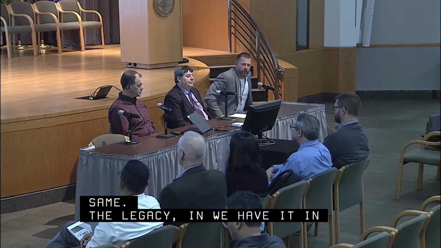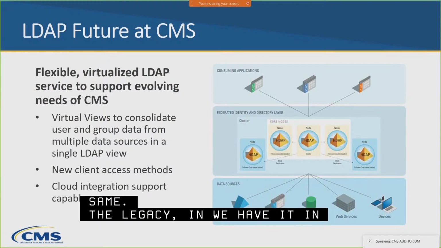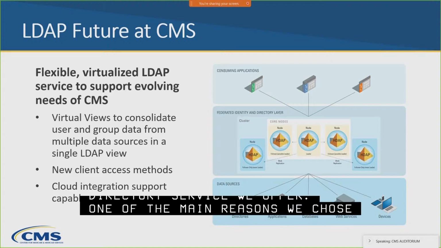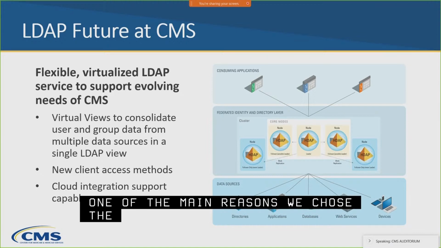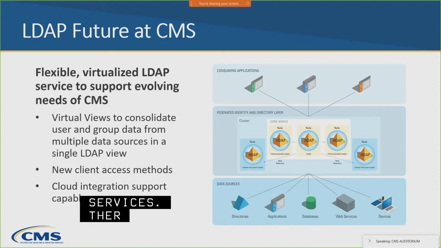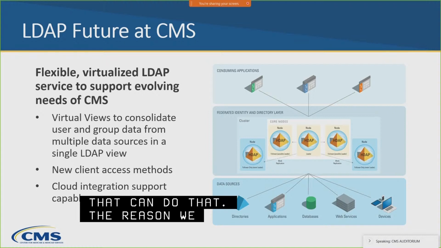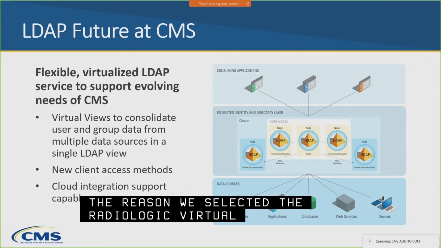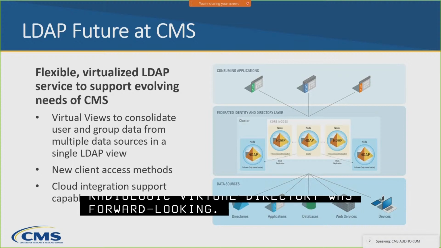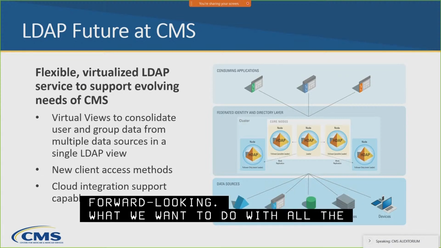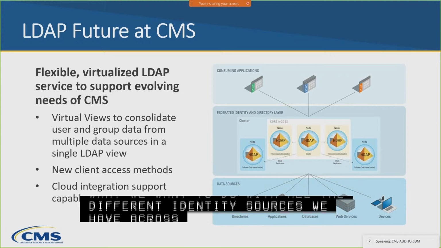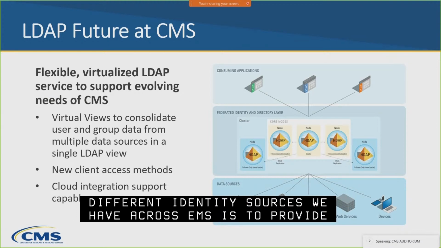So the future. One of the main reasons we chose the Radiant Logic product was not for replacing our existing like-for-like services. There are multiple directories that we evaluated that could do that, and Radiant Logic was able to do that as well. The reason we selected the Radiant Logic virtual directory was forward-looking. What we want to be able to do with all the different identity stores we have across CMS, there is a need to be able to provide a single view of all those identities that we have. We've got multiple identity management systems, different directories, data stores that are used by individual applications.